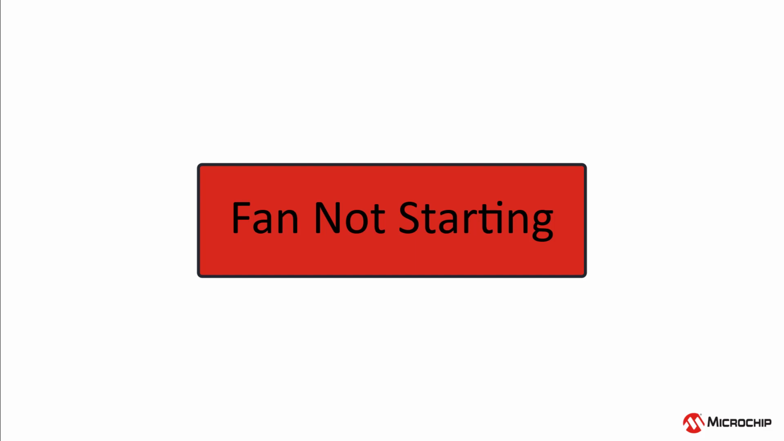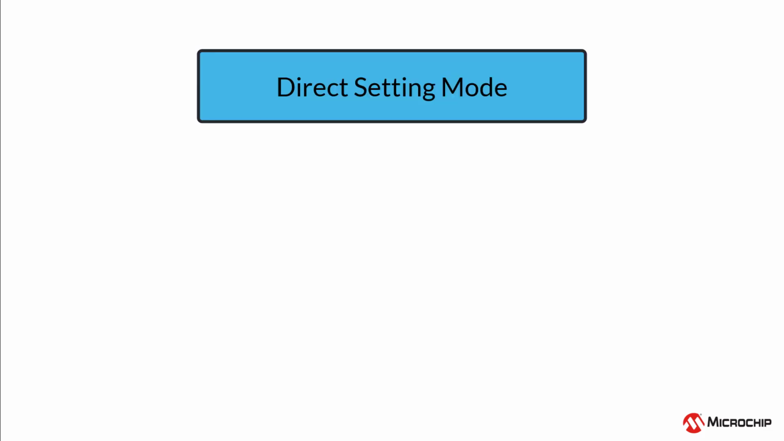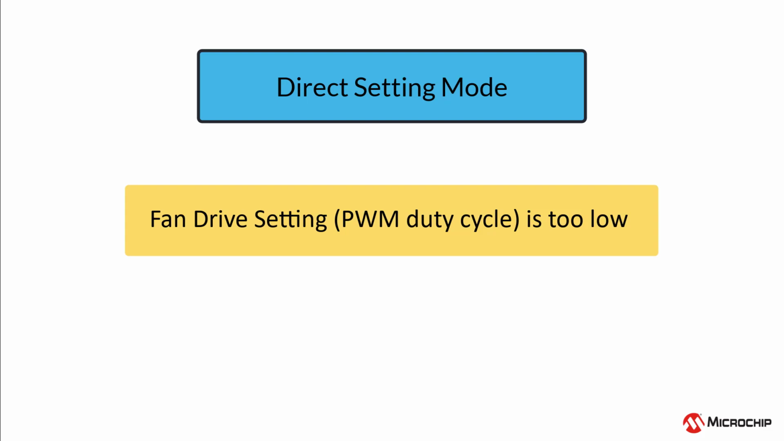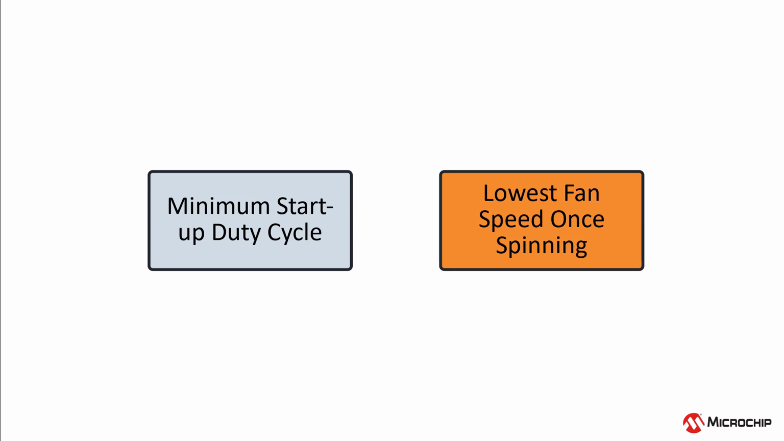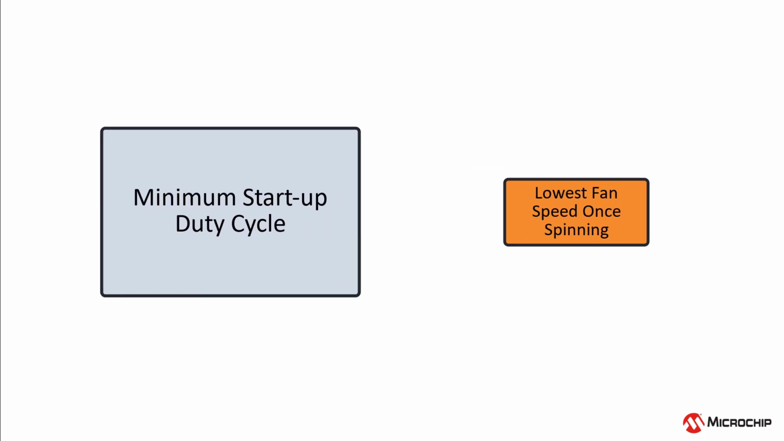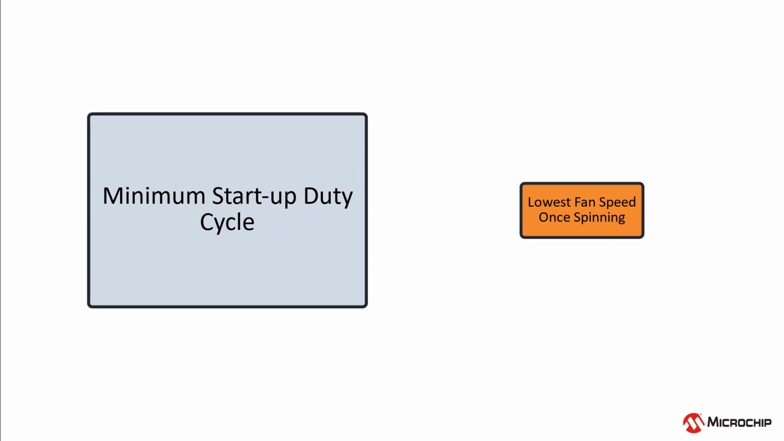The first problem to troubleshoot is your fan isn't starting up. If you're in direct setting mode, most likely the drive strength is too low to start up the fan. Increase the drive strength until the fan starts spinning. Keep in mind that the lowest PWM duty cycle at which your fan will spin is not necessarily the duty cycle at which your fan will start. In fact, usually the required duty cycle to start your fan will be higher than the duty cycle of the lowest speed it can go once it's spinning.